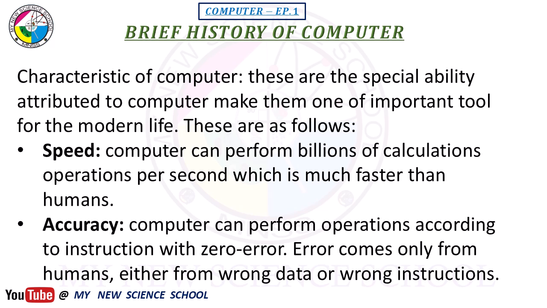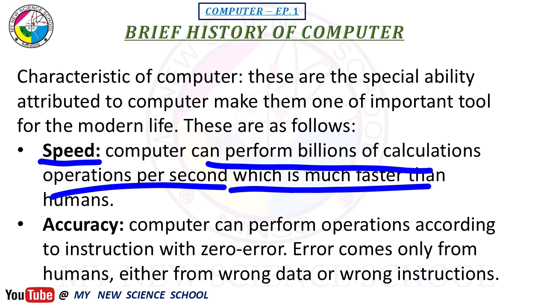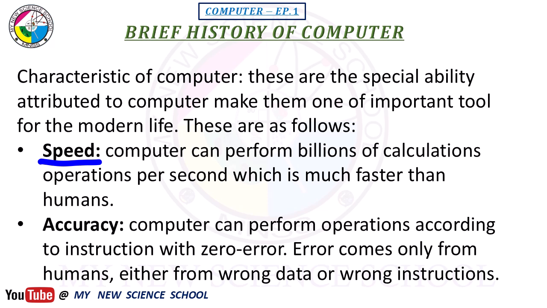Characteristic of computer. First is speed. So computers can perform billions of calculations per second, which is much faster than humans. Imagine you put 1 plus 1 plus 3 plus 4 plus 100 up to billions. With single click, you will see the answer. I'm just giving you example, but this is not actually how this thing works.